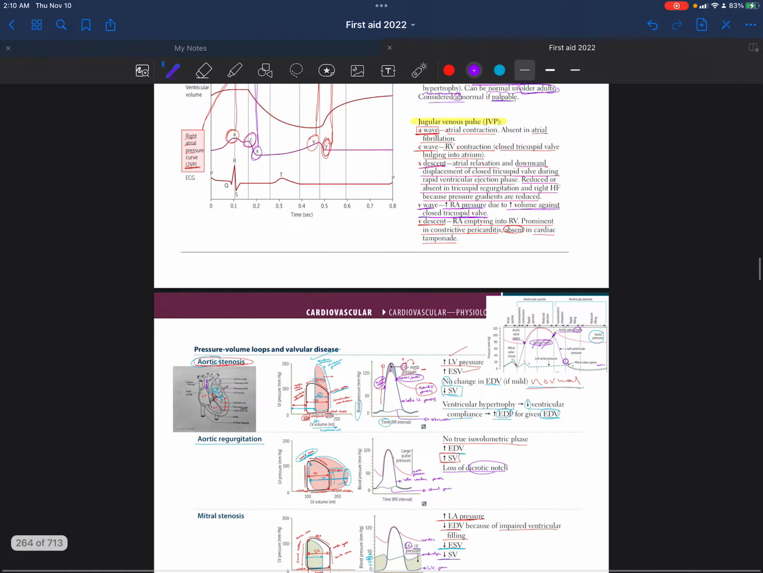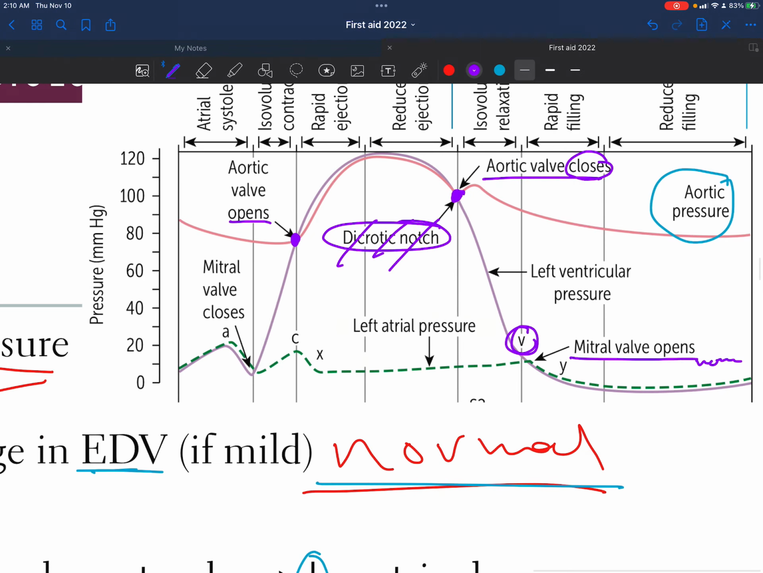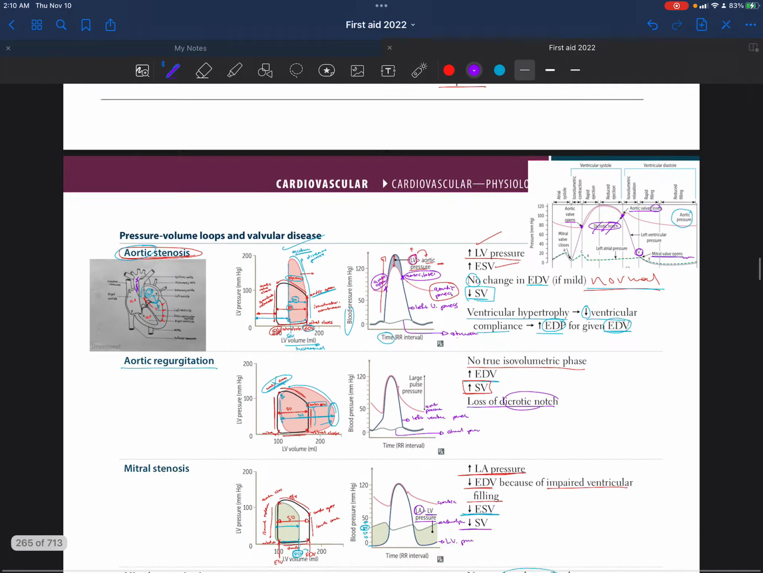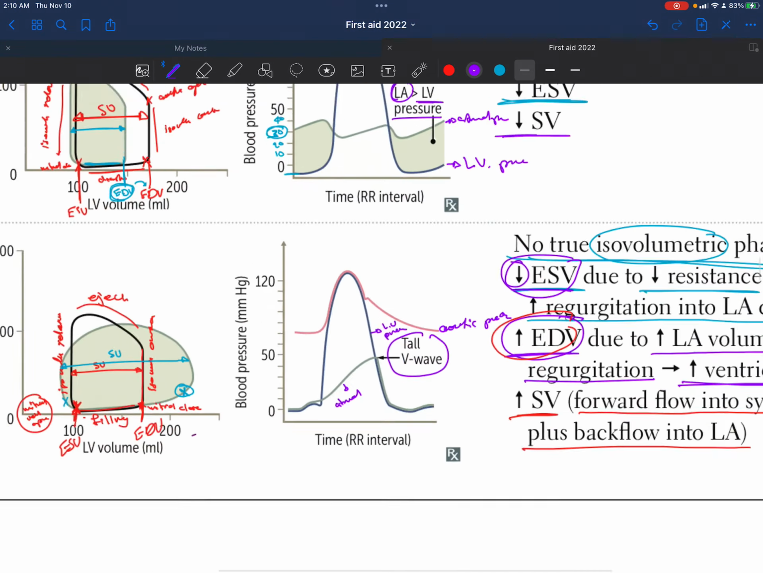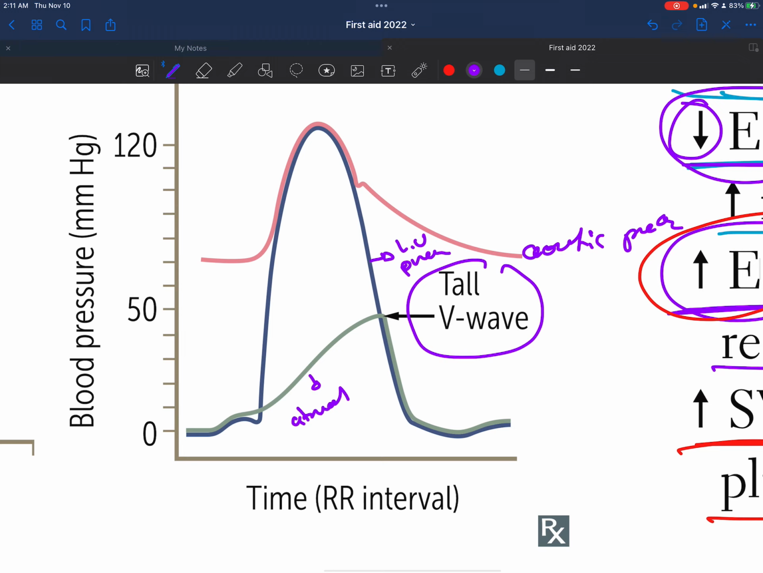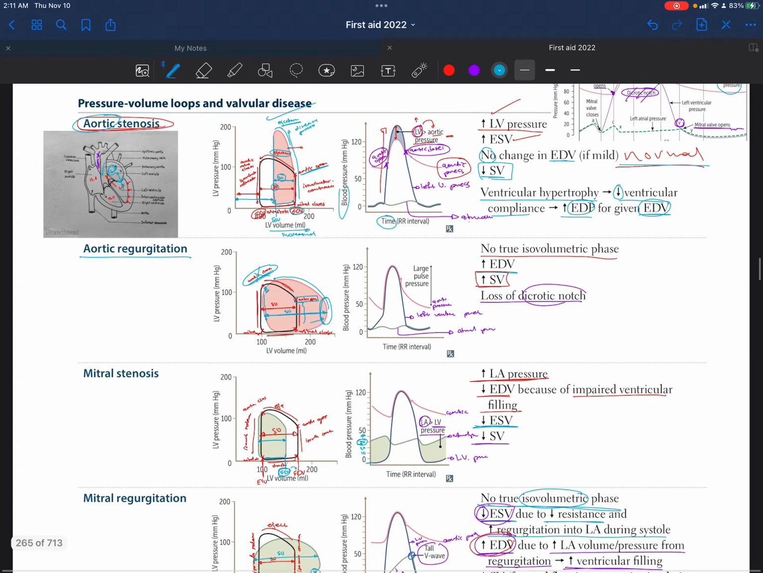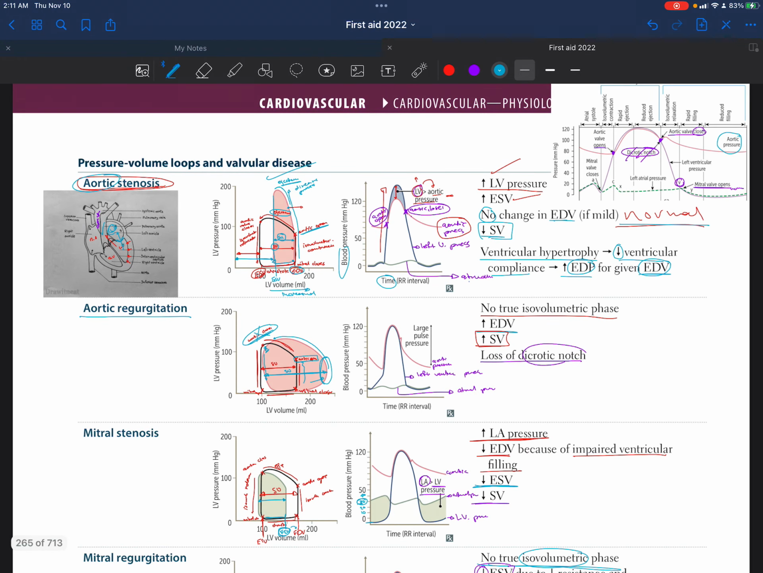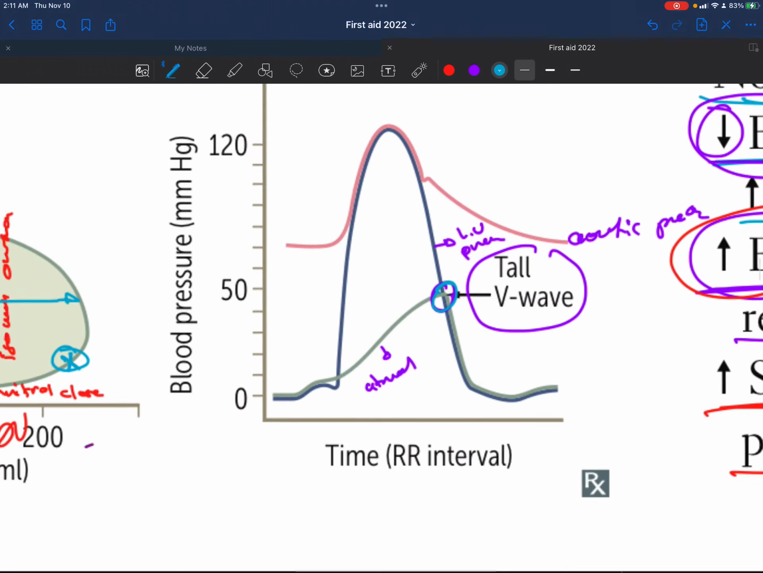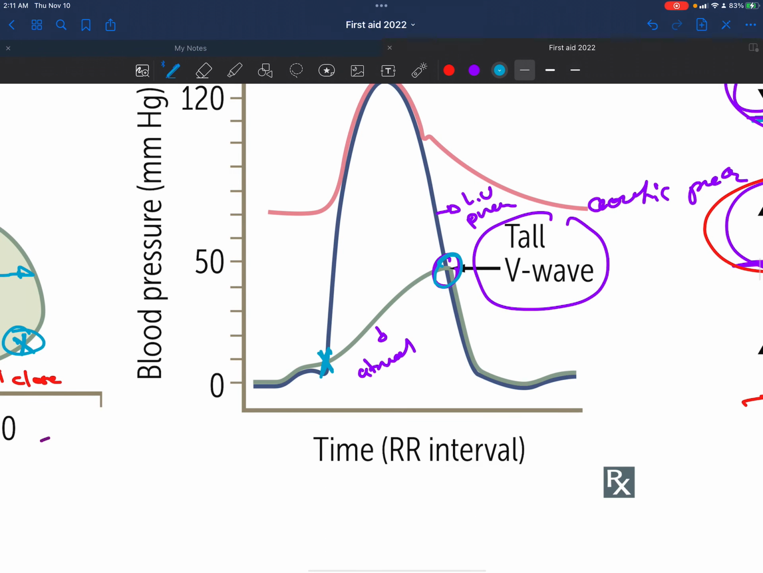And the reason for that is because the V wave over here represents the mitral valve opening. And we know that during mitral regurgitation, there is no actual opening of the mitral valve. So it doesn't open at the normal place. So that's the abnormal opening of the mitral valve. We are supposed to have a normal mitral valve opening over here, but we don't.